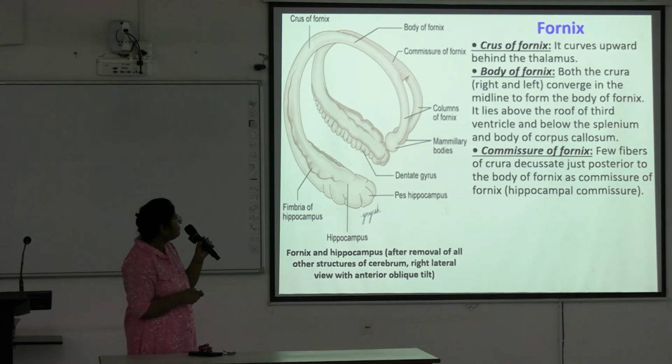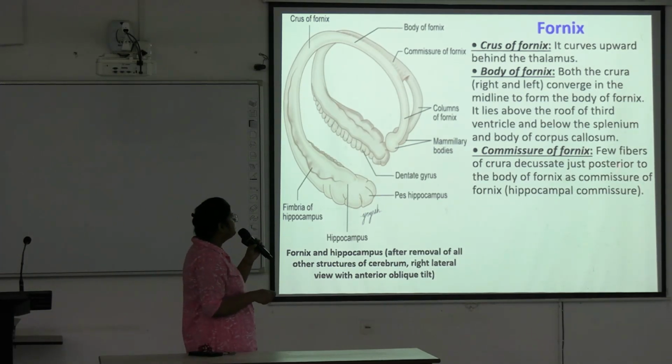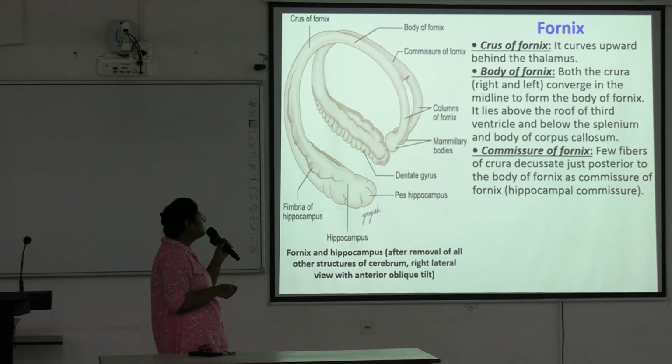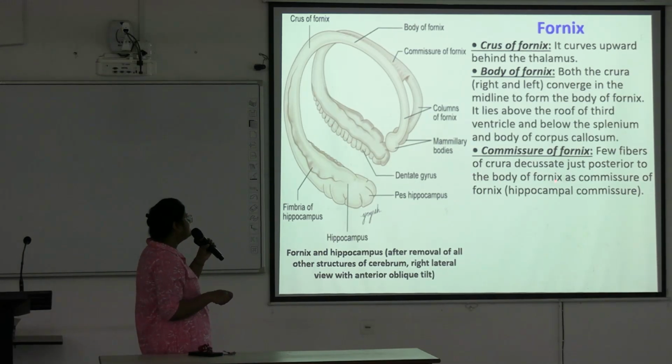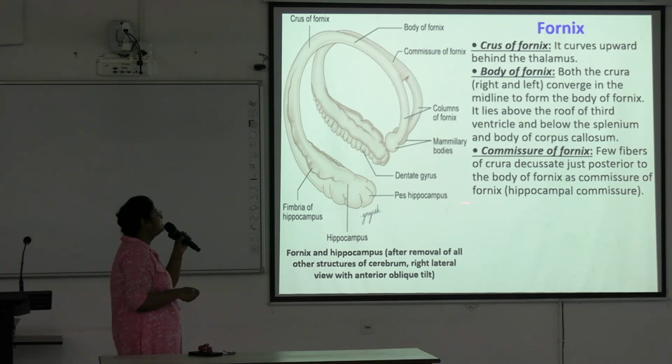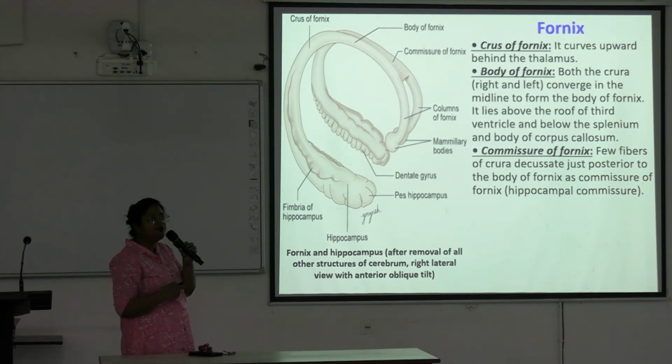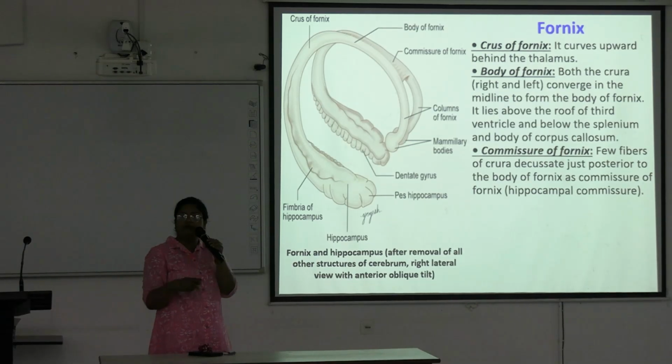Next we go to the commissure of fornix. A few fibers of the crura decussate just posterior to the body of fornix as the commissure of fornix, also known as the hippocampal commissure. This is included within the commissural fibers connecting the two hemispheres.